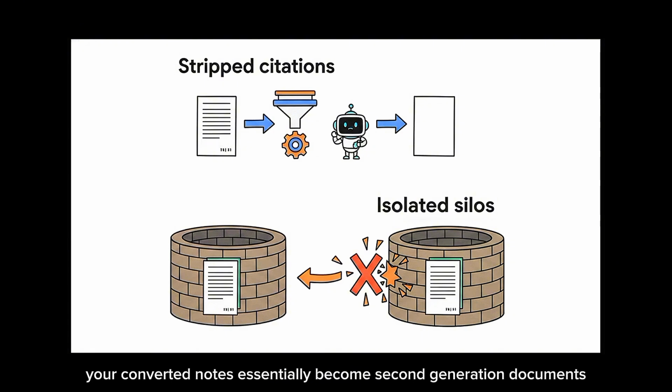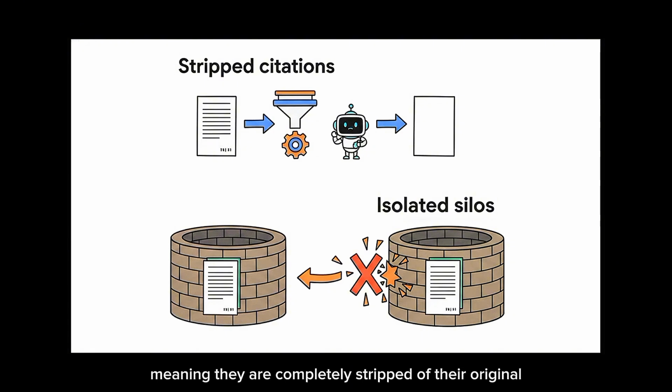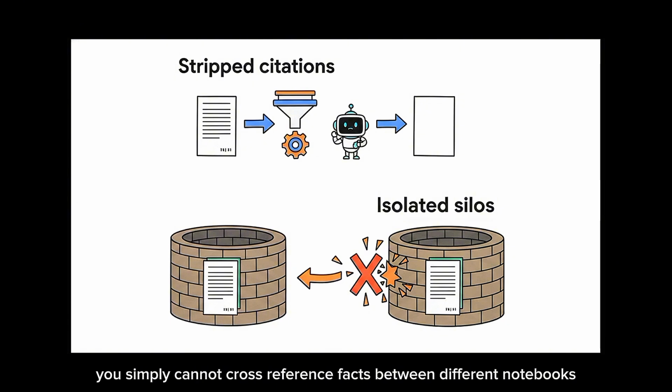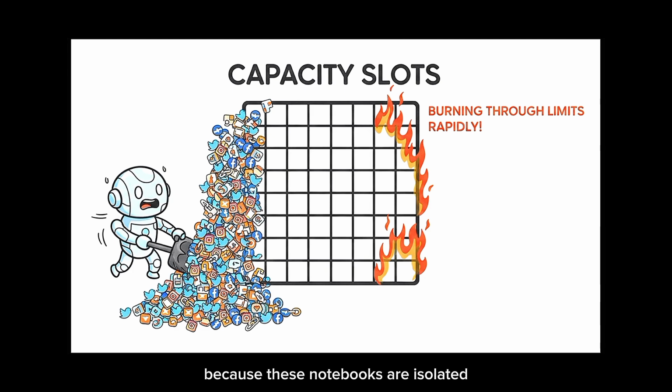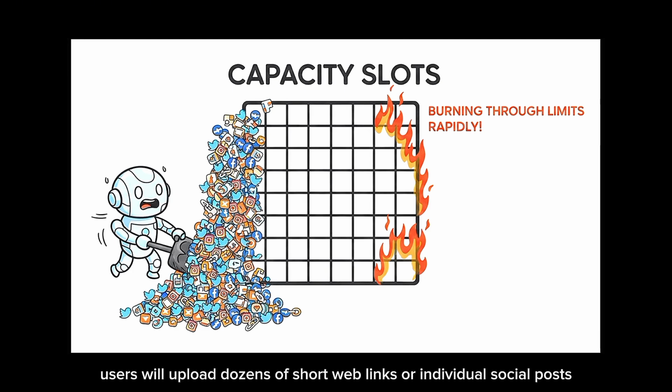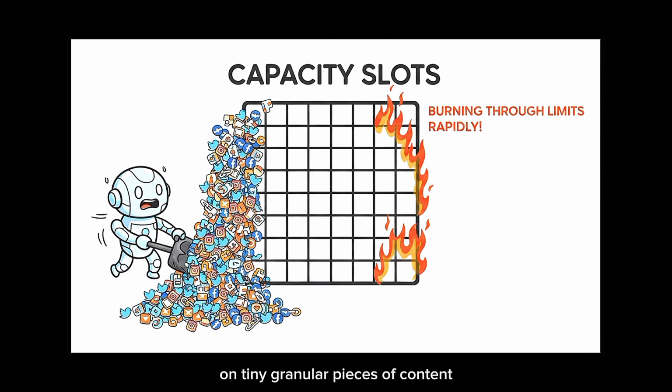Additionally, your converted notes essentially become second-generation documents, meaning they are completely stripped of their original inline citations. And honestly, what's worse is that your notebooks act as isolated silos. You simply cannot cross-reference facts between different notebooks without completely duplicating your data. Because these notebooks are isolated, we see a massive common beginner mistake all the time. Users will upload dozens of short web links or individual social posts one by one. Doing this just burns through your available slots incredibly fast on tiny, granular pieces of content.